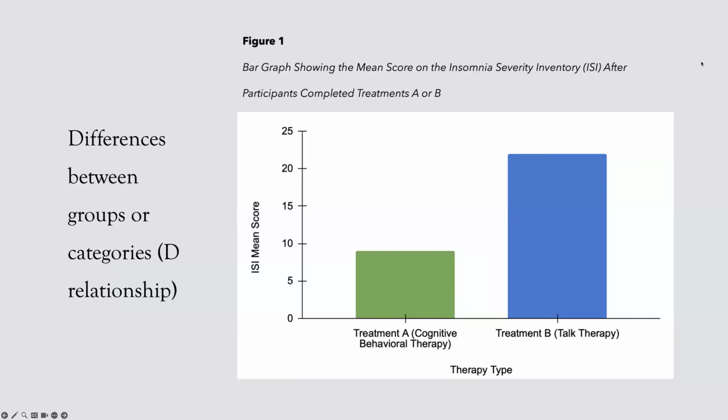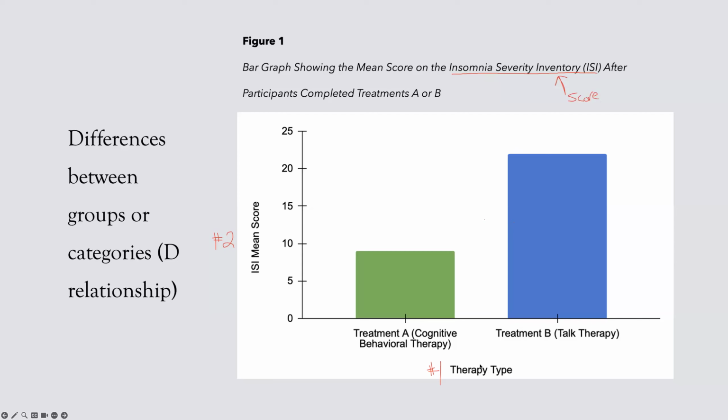So our first type of statistical relationship is a difference between groups or categories, and this is a D relationship. Your textbook uses this language, so I'm going to stay consistent with it, and we're going to start with really basic forms of these relationships. The idea here is that you have two variables. Our first variable is therapy type. And then our second variable is the ISI, which is the Insomnia Severity Index. So this is a score, a number.